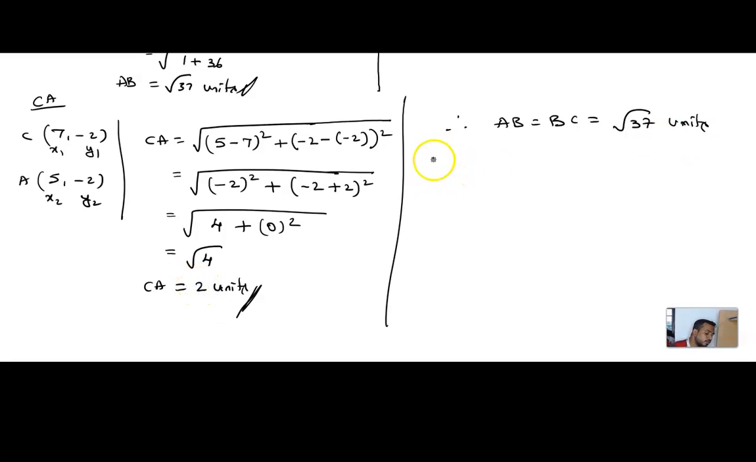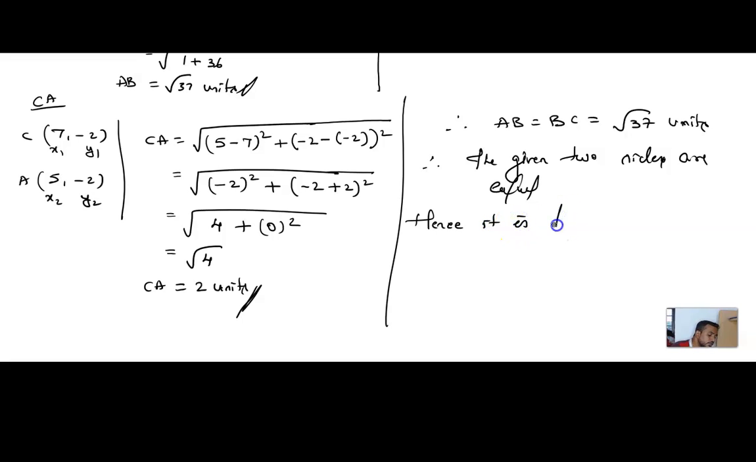So therefore the given two sides are equal, hence it is an isosceles triangle. Hence it is an isosceles triangle.